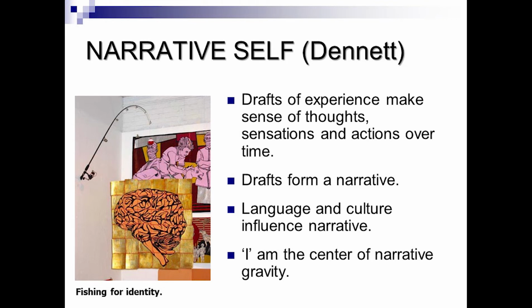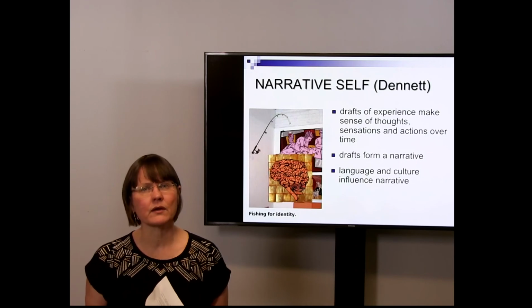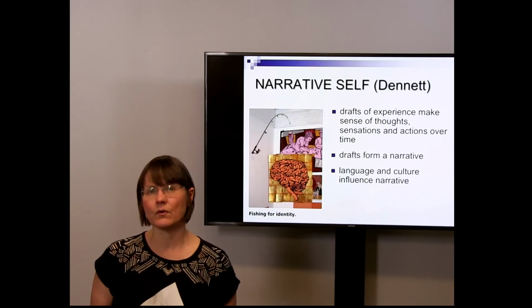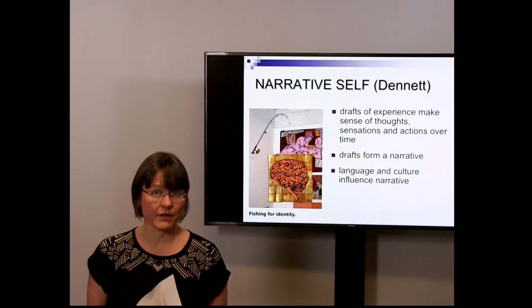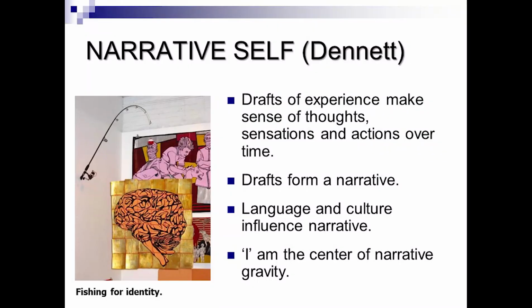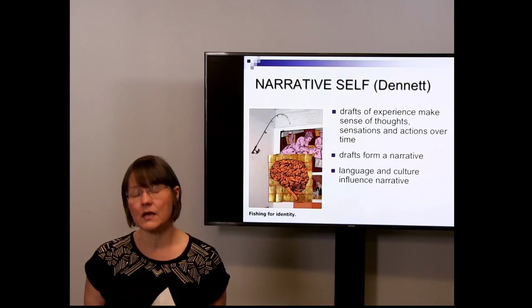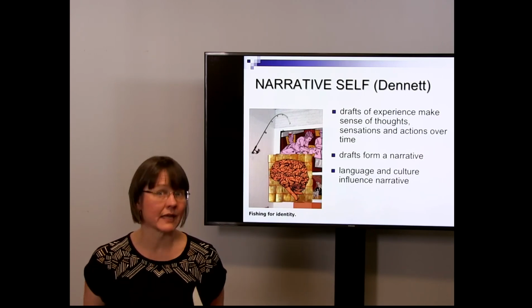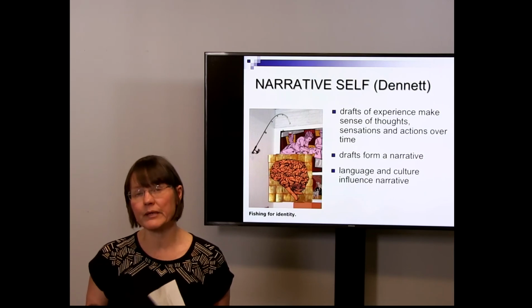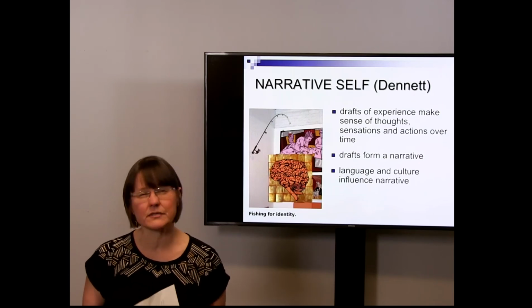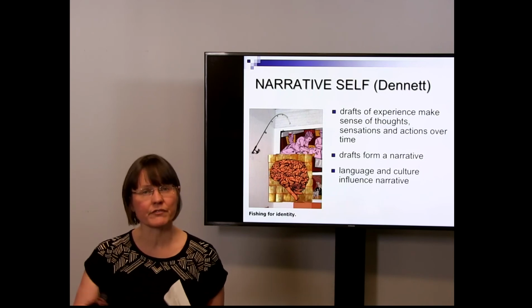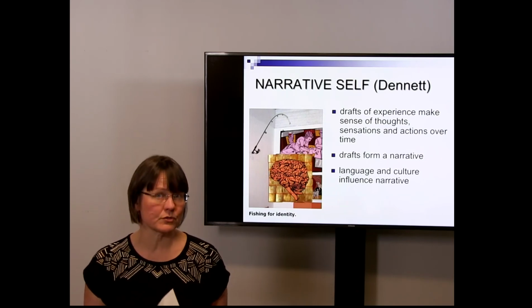But importantly, we're not the only ones who are composing the narrative that forms myself. Also involved are language, culture, and social interactions. They both shape how I form the narrative, what kinds of things I'm inclined to remember, what kinds of things I'm inclined to think are important. Those are shaped by my language and culture. But also other people will tell stories about me. So this is similar to James's empirical self, that other people are important to my sense of self.